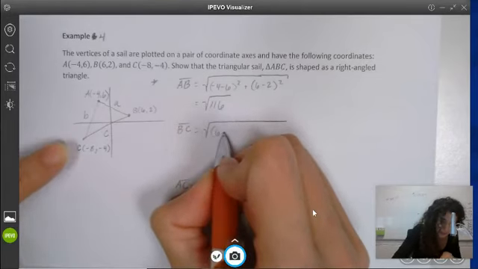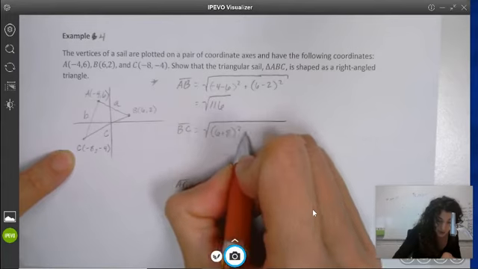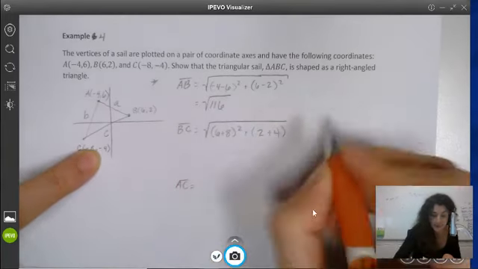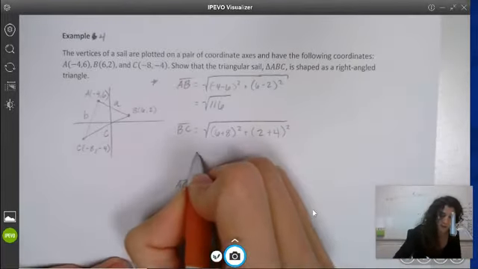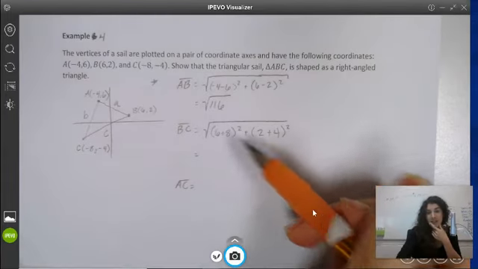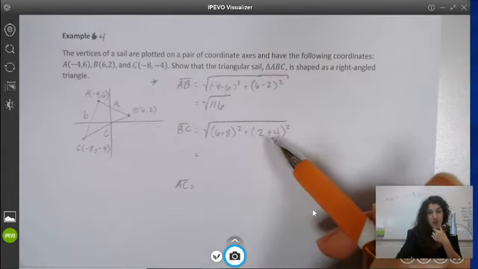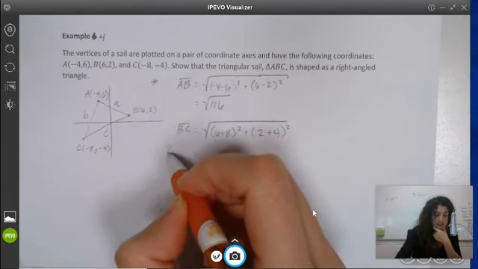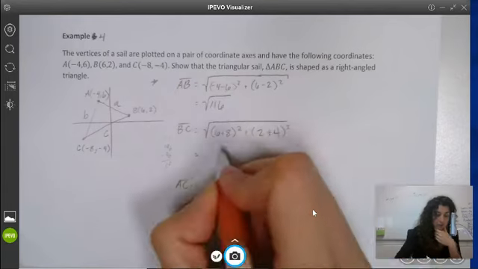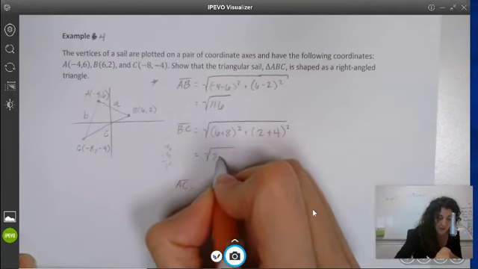BC, in order to solve for that, 6 is going to be plus 8 because I'm subtracting a negative, 2 minus a negative, so 2 plus 4 squared. 6 plus 8 is 14. 14 squared is 196. 196 plus, this is going to be 36, is 232.